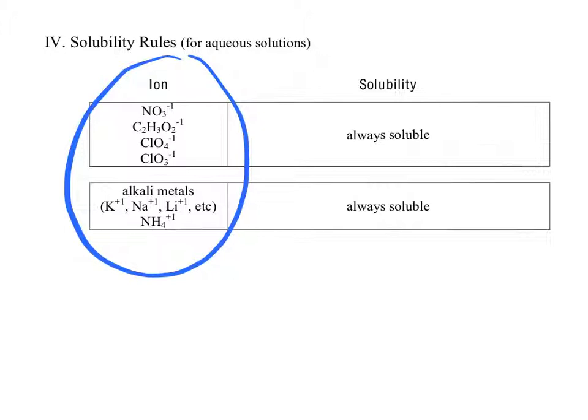So potassium nitrate, sodium nitrate, ammonium nitrate, those compounds are always soluble in water. When you talk about the alkali metals in the second box there, we mean everything in that first column, column 1A. Potassium, lithium, sodium, those ions are always soluble as well.